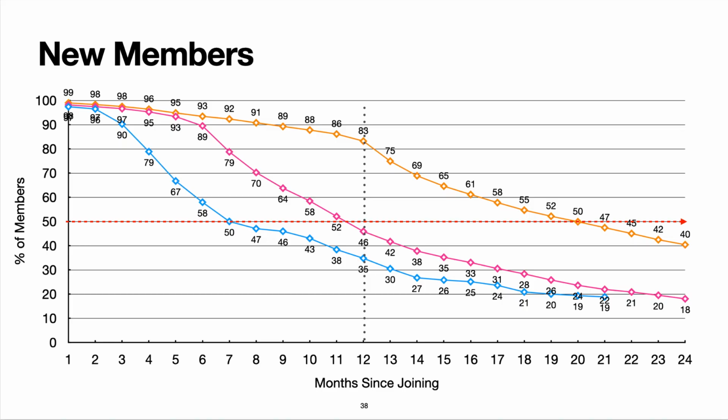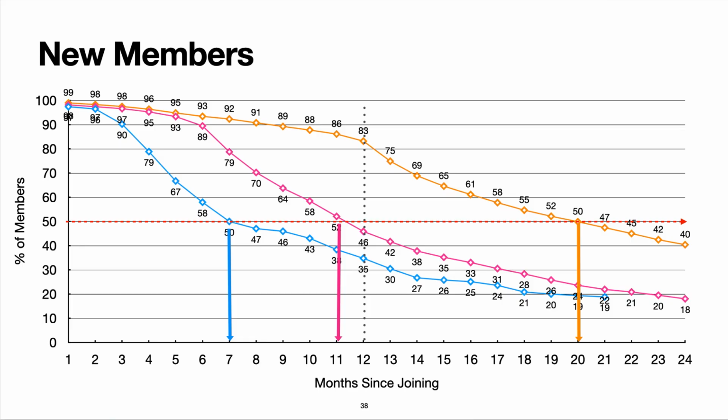Now, the red dotted line horizontally across from the 50th percentile gives us our average lifetime value. Wherever the survival curves cross that red dotted line, and I've added that dotted line for visual purposes, that gives us the average lifetime membership. So in this case, of the 100 members, 50% of them stay 7 months in the blue group. In the pink group, 50% or thereabouts stay 11 months. But in the orange group, we're way up higher. We're up at 83%, or 83 out of 100 people are still there at 12 months.